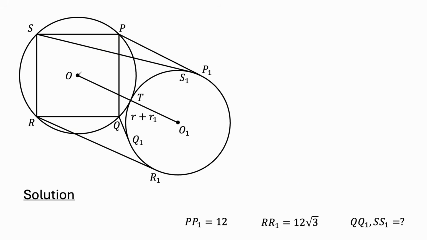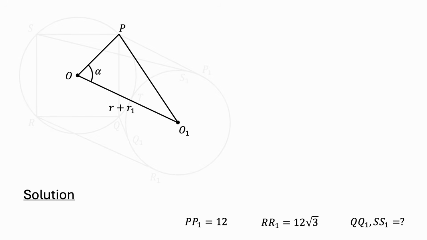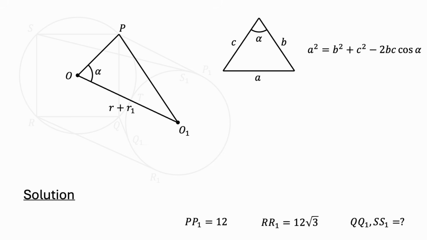Next, connect O to P and connect O1 to P. Label the angle between OP and OO1 as alpha, and then consider triangle POO1. Let's apply the law of cosines. Given a triangle with these dimensions, the law of cosines tells us that a squared equals b squared plus c squared minus 2bc cosine alpha.